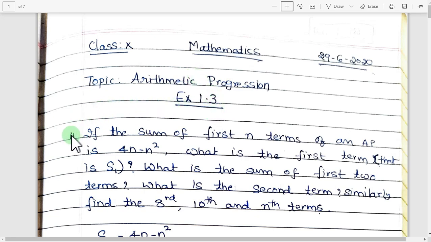11th sum. If the sum of first n terms of an AP is 4n minus n square, what is the first term? That is S1. What is the sum of first two terms? What is the second term? Similarly, find the third, 10th and nth terms. Here it is given the sum of first n terms of an AP, that is 4n minus n square. This is the sum of first n terms.